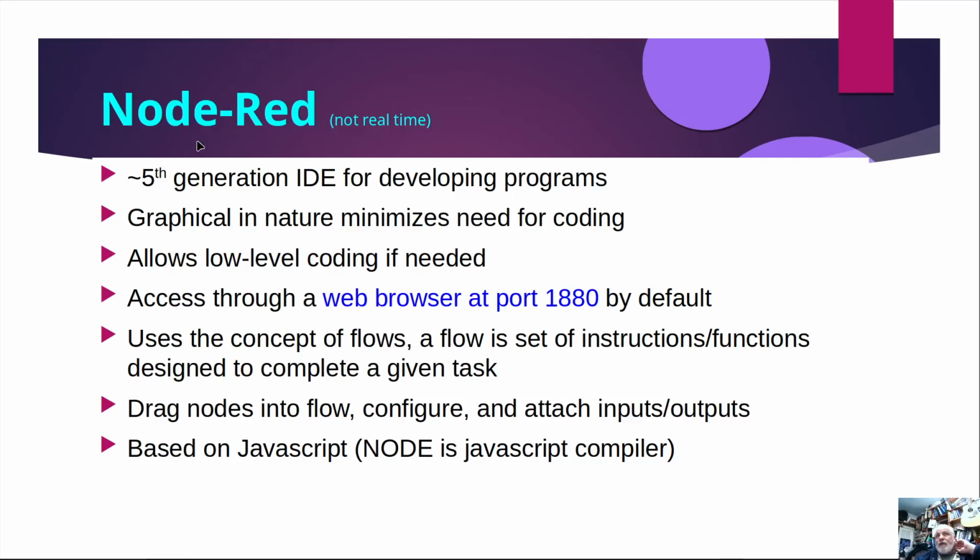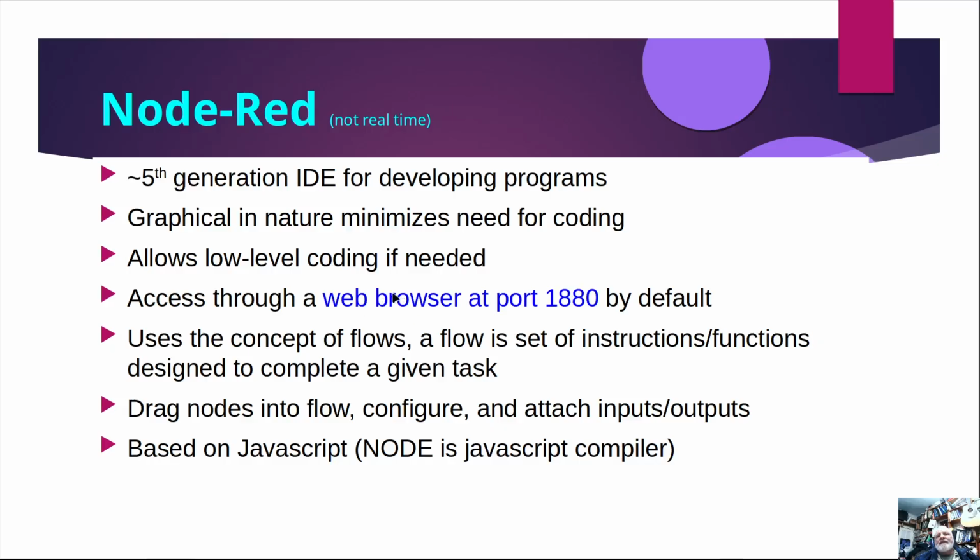All right, so Node-RED is, again, a 5th generation IDE. It's not real time, so it'll run on Linux or it'll run on Windows. So if you have a Windows PC or a Mac, you can actually download Node-RED and run it on those. But if you have like a Raspberry Pi or a BeagleBone, it's probably already installed there and available for you to use. It's very graphical in nature, as we just saw the picture on the previous screen. And it actually runs through a web browser.